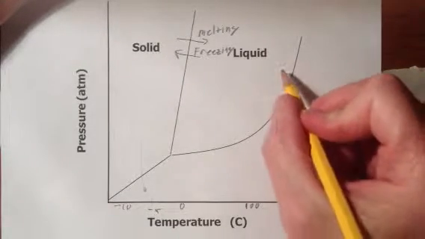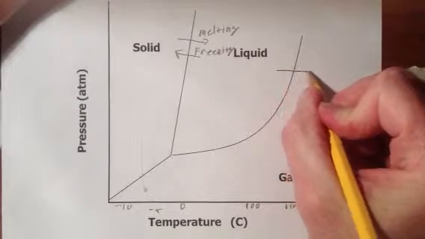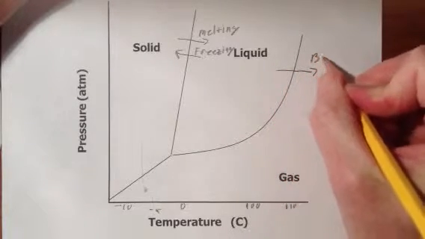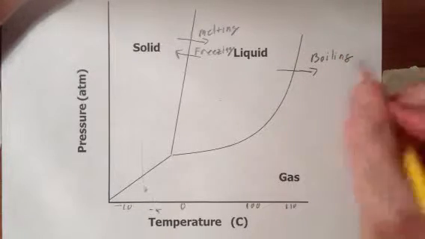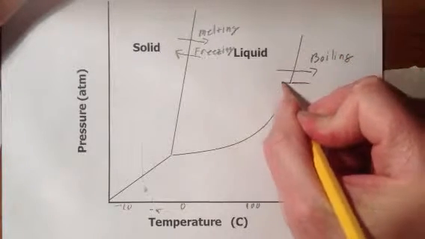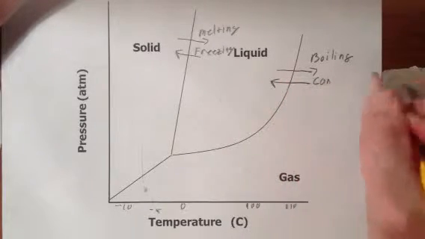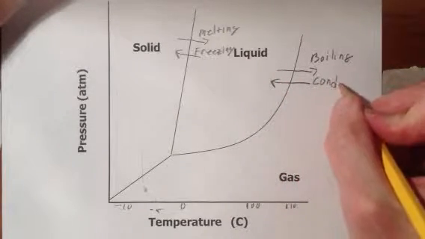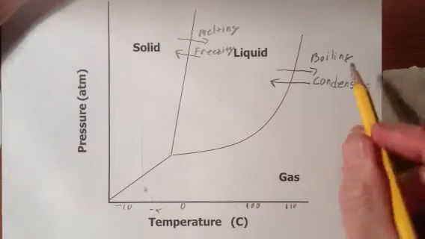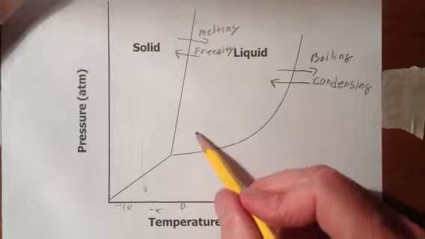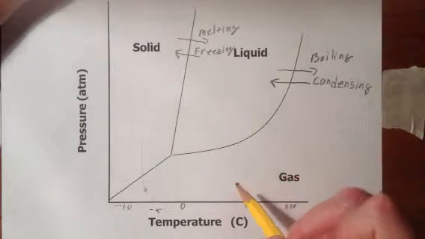Okay? What if we're going from a liquid to a gas? Well, a liquid to a gas, we know that that is boiling. What if we go the other way? You don't hear this word as often. Condensation, condensing. So all along this line, if I'm going this way, I'm boiling. If I'm going this way, I'm condensing.